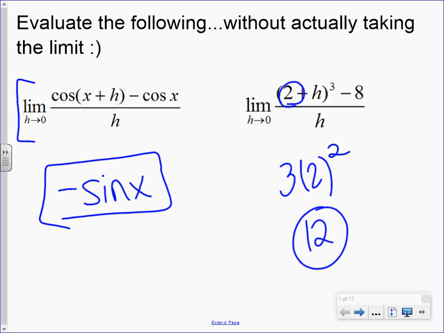Problems like these are going to pop up on the AP test for sure, which means they're going to pop up on your quizzes and tests. So we need to be able to recognize that. Will, did you have a question? No. Both you're good? Okay.